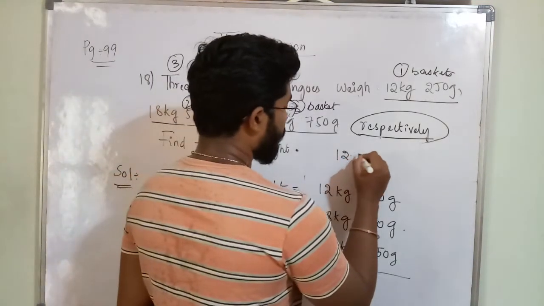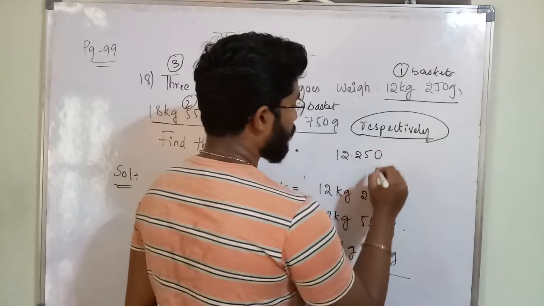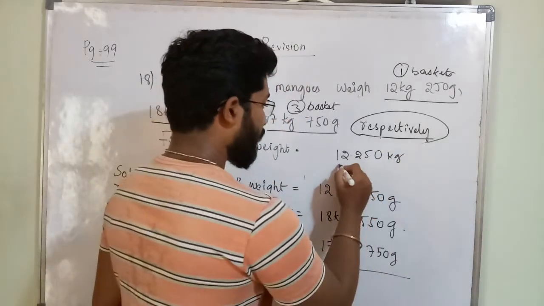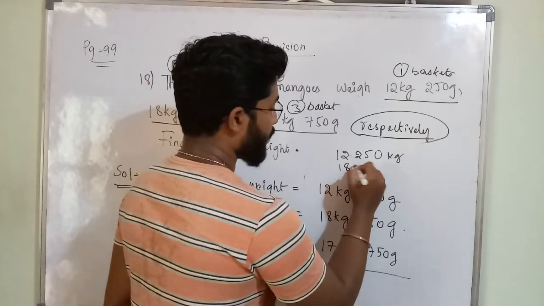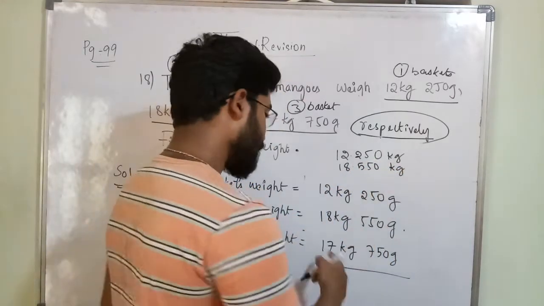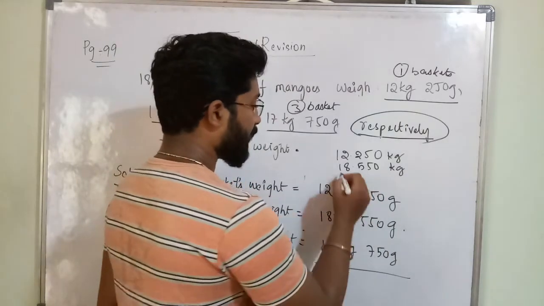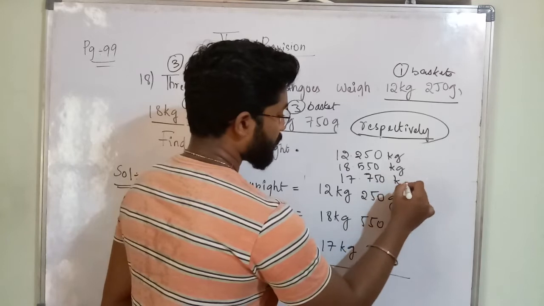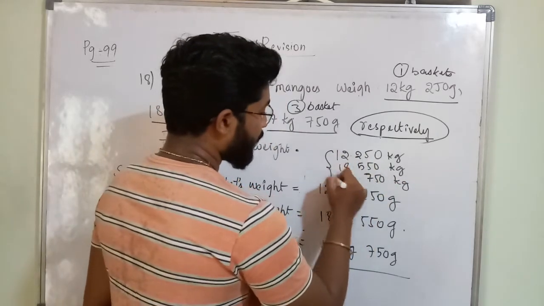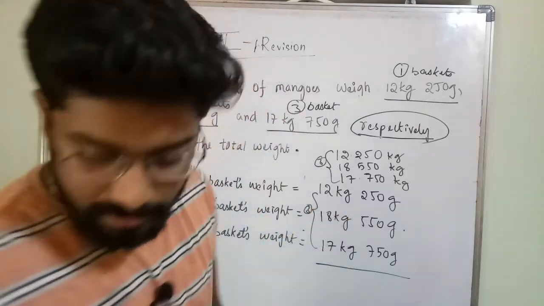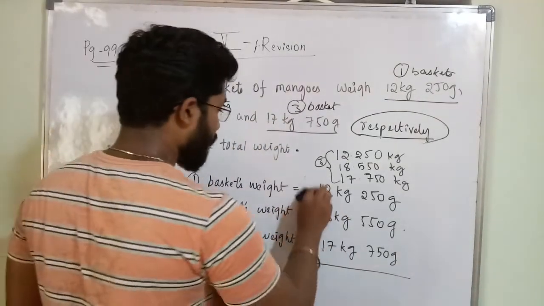12 kgs 250 grams, how can I write it? I can write 12.250 kgs, okay. Like this also you can add. Here 18 kgs 550 grams means 18.550 kgs. I am converting into kgs. Here 17 kgs 750 grams means 17.750 kgs. I can add these three, or I can directly add these three also, okay. So I am adding these three, okay.